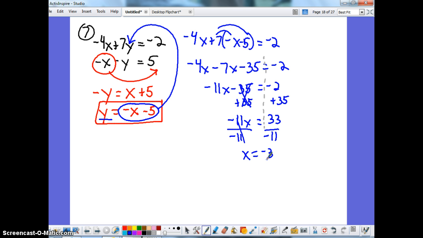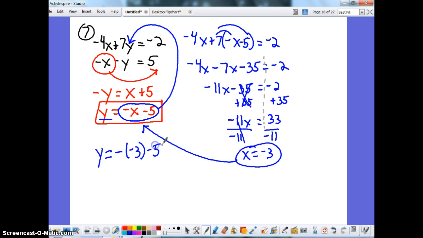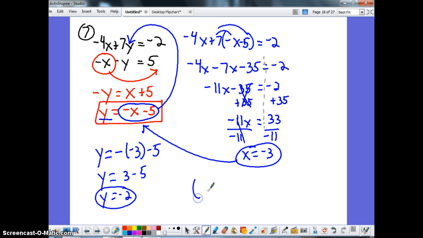Remember, we want to find out the point where they intersect. Where are these two going to have an x and a y value that are going to allow it to be true for both equations? So I need to solve for the y. I take this piece, which is half my answer, plug it in here. So it's y equals negative. Be careful. The x is negative, so it's a negative negative 3 minus 5. So y equals 3 minus 5, which means y is equal to negative 2. That's the other half of my answer. So putting it all together as a point is negative 3, negative 2.